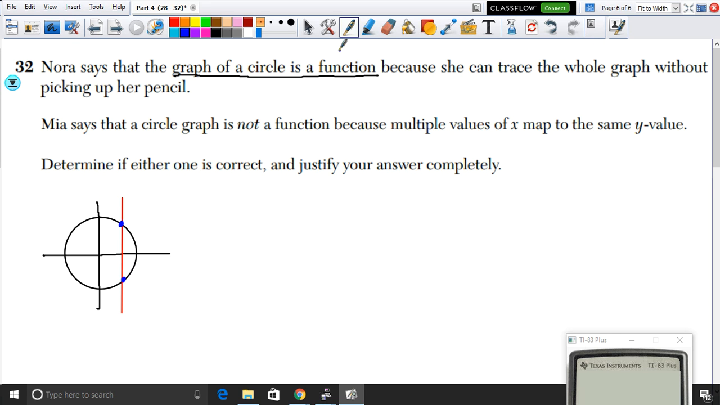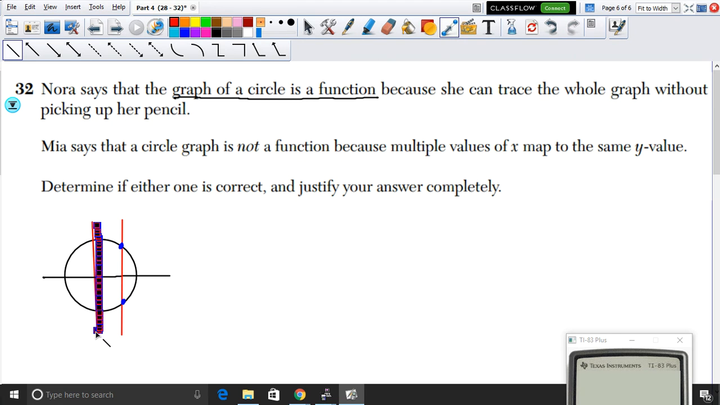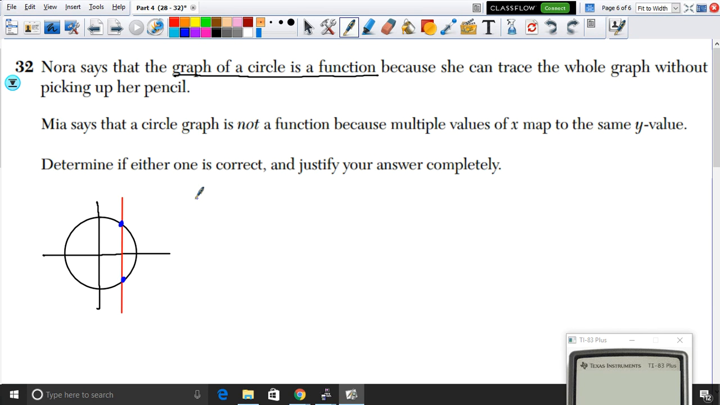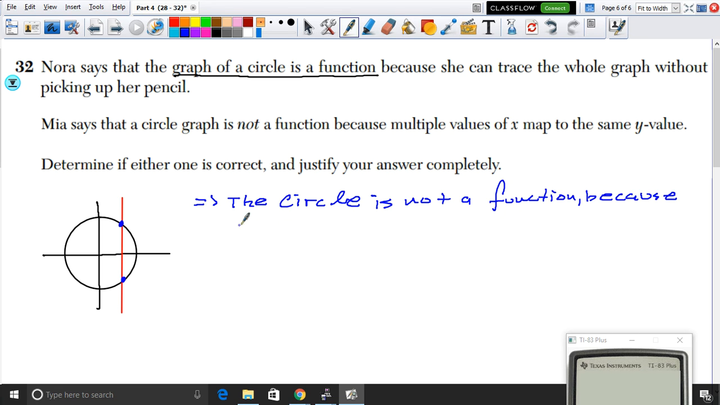But notice that it doesn't matter where we draw this line on the circle. You're always going to be touching more than one point. So here you touch it here or here. It doesn't matter where you graph this line. You're always going to be touching more than one point. So if we use the vertical line test, the circle is not a function. Why? Because of the vertical line test.